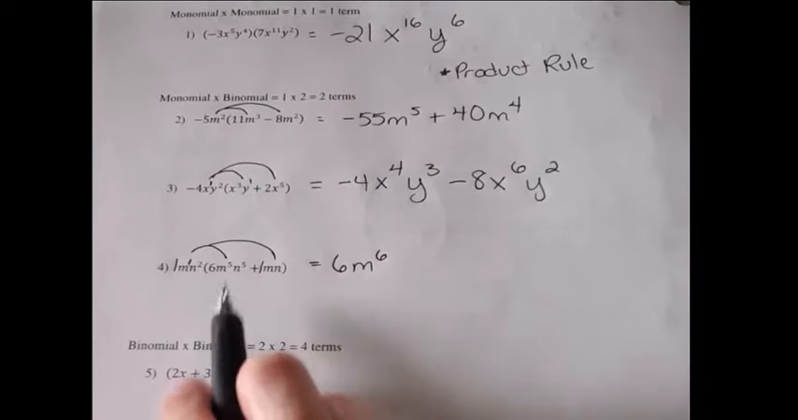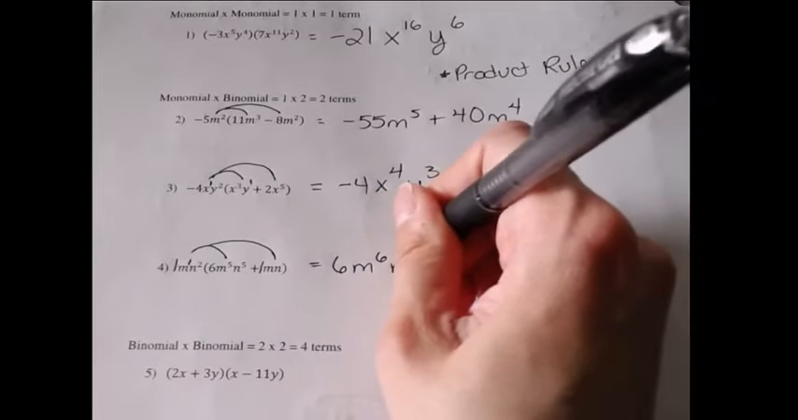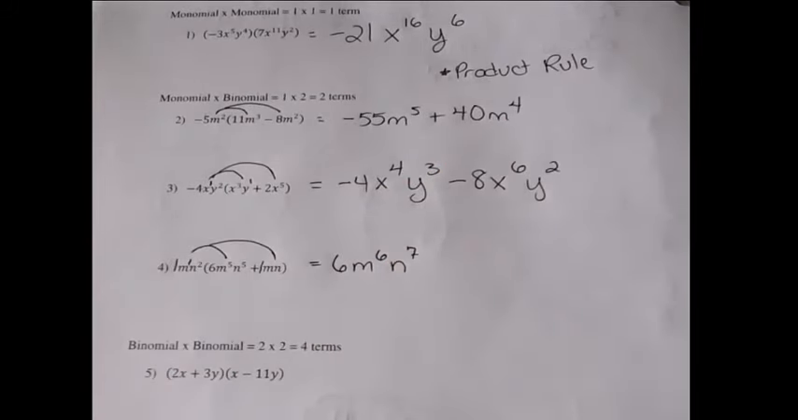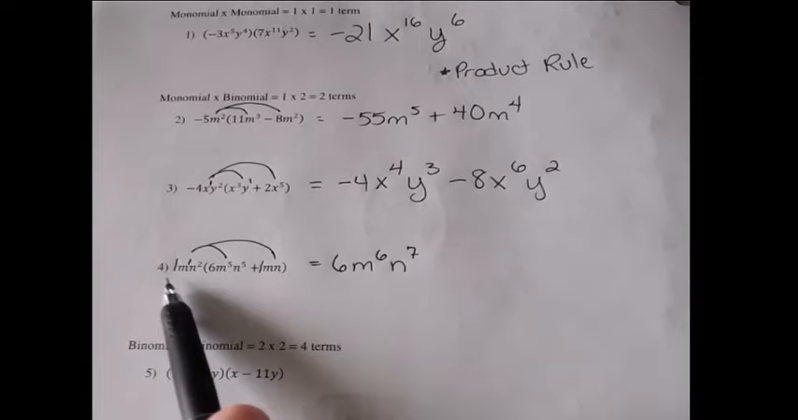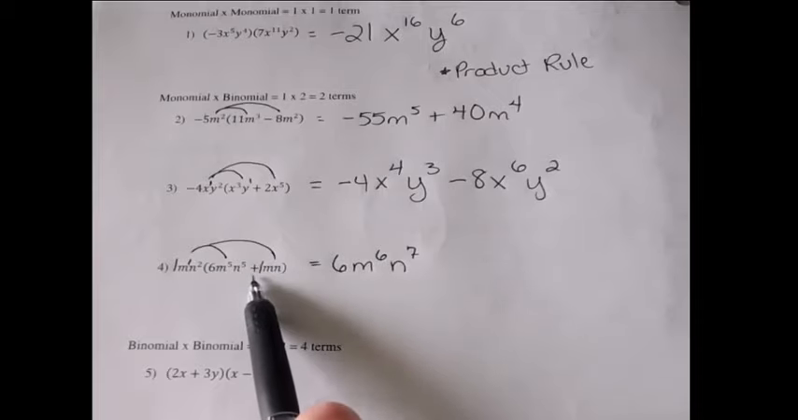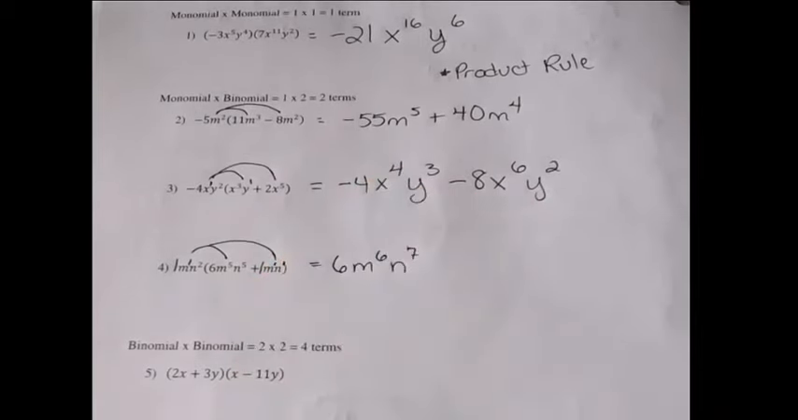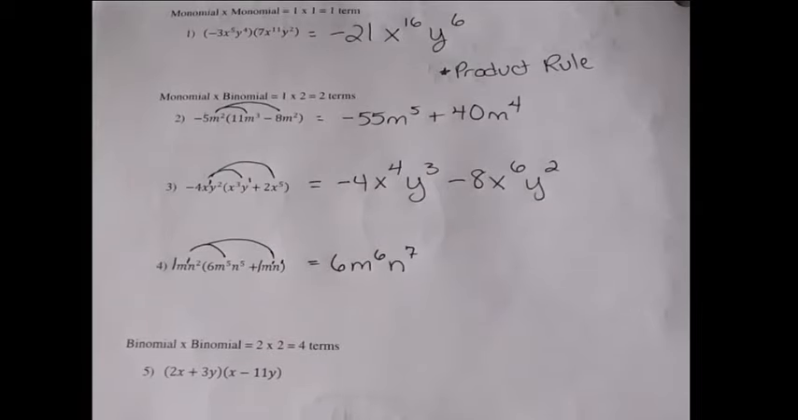n to the second times n to the fifth, well, that's keep the base, add the powers, n to the seventh. Beautiful. Now we're going to distribute the 1m to the first, n to the second times a positive 1m to the first, n to the first. I love it, Josh. I love it.